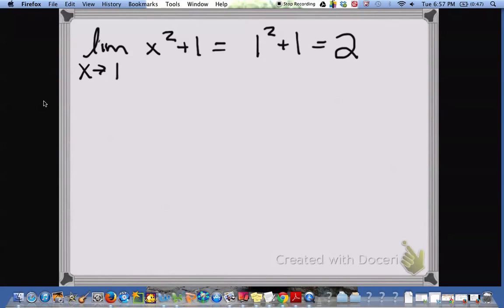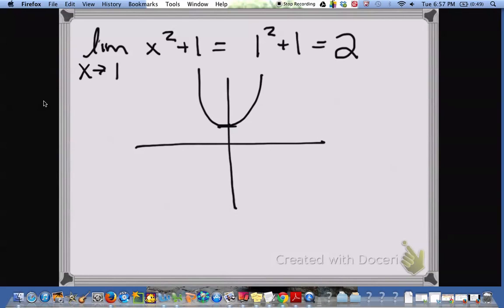If you looked at this graphically, it's a quadratic that crosses at 0, 1, so it's something like this. And as x approaches this point right there, you will see that your output is 2 as you come down from both sides. On both sides, as you approach an x of 1, you get an output of 2.